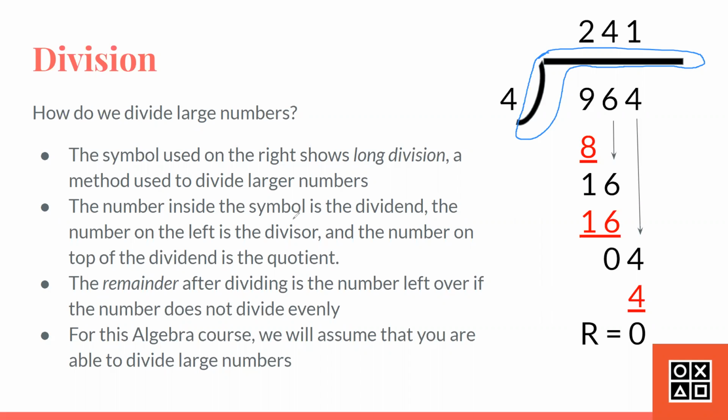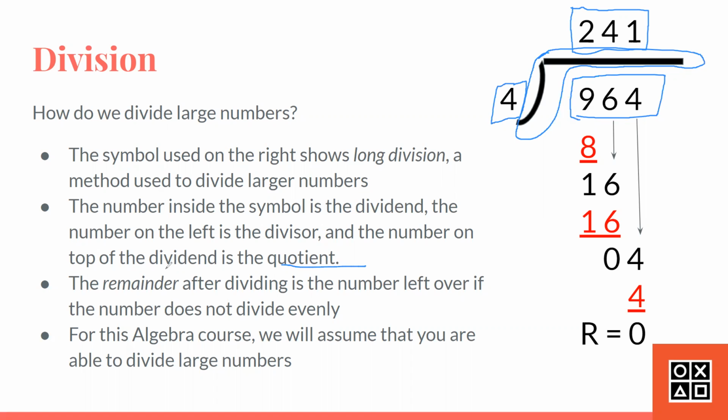So the number inside the symbol is the dividend. Right here, 964 is the dividend. The number on the left is the divisor. So 4 would be the divisor. And the number on top of the dividend is the quotient. And remember, when doing division, we're trying to find the quotient. So your final answer will always be the quotient right here on the top.